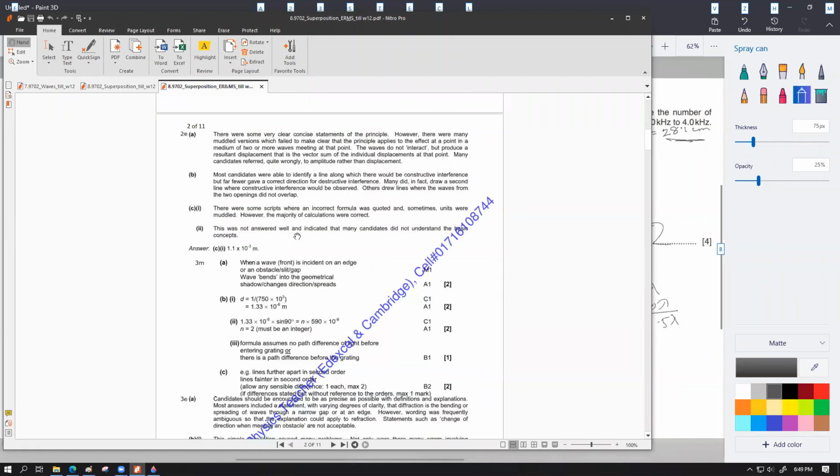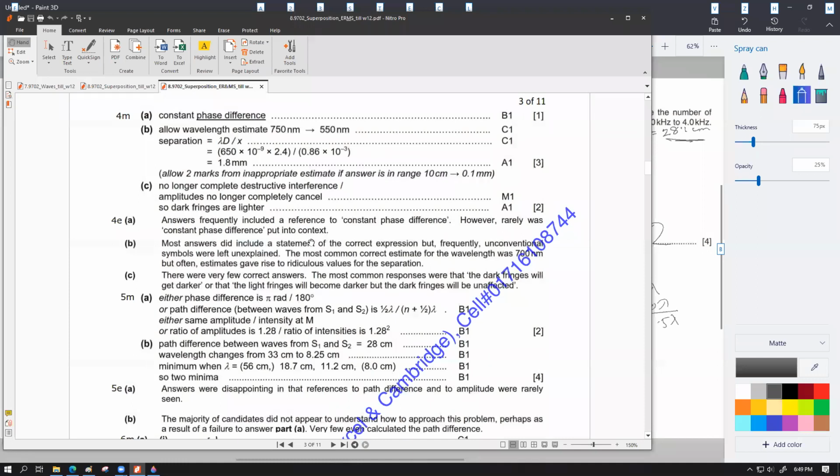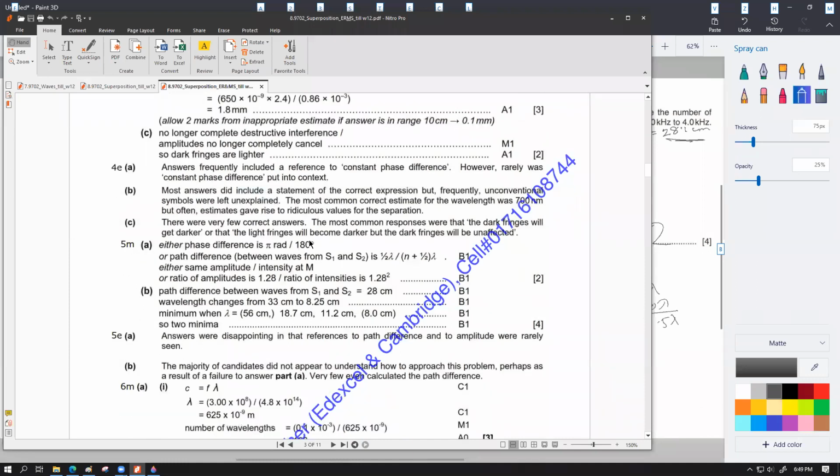So this was superposition question number 5. Have a look at the mark scheme. The mark scheme actually makes pretty little sense, for which I have been suffering for so long, but eventually it made sense to me.